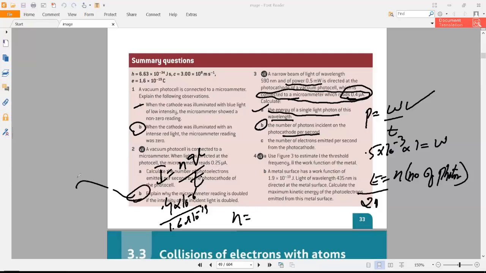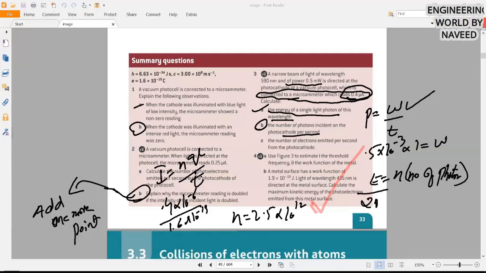Actually, wait. In this part, you will add one more point. What point? I am telling you. Wait. What's the answer for question C? That is 2.5 times 10 to the power 12. Yeah, that's right, in the box. So it is not equal to the number of photons incident on the photocathode per second, and we discussed that in question number 2, part B, that if it depends on the number of photons, if 4 photons fall on the metal, then it will eject 4 electrons. But here we find the number of... the time interval is different.